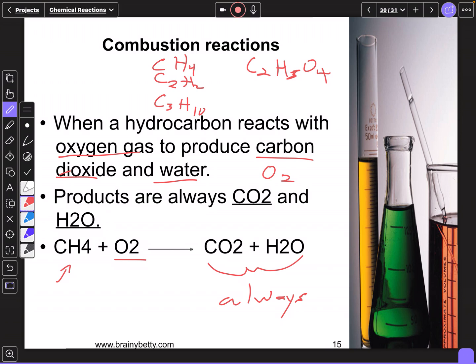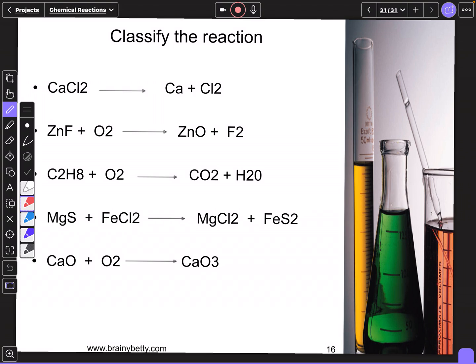So what you should be able to do is look at a reaction based on this information, these five different types, and tell me what type of reaction it is. So we'll look at some examples and classify each reaction. If we look at the first one, we have calcium chloride produces calcium plus chlorine gas. If you notice, we only have one reactant. When we have one reactant, it's always a decomposition reaction. And I can use D for decomposition. So when you're doing worksheets, you can write just D down for decomposition.